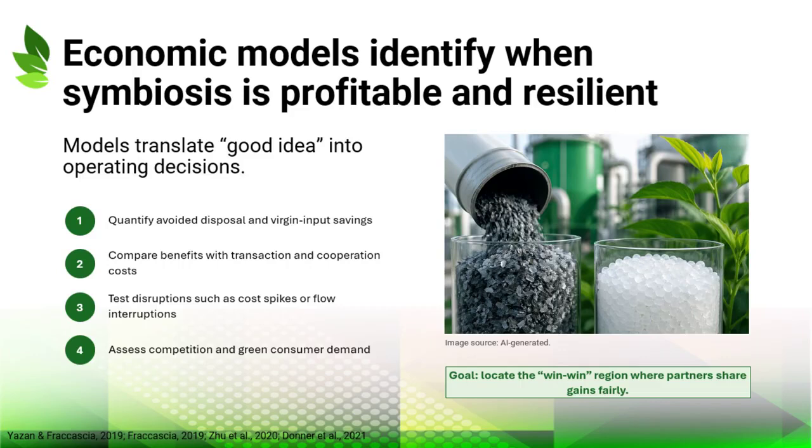Other models test disruptions, such as sudden cost increases or interruptions in material flows, so firms can design more resilient exchanges. Competition models add another layer by asking how market demand and green consumer segments affect profitability. The practical message is that symbiosis requires both physical exchange and careful economic decision support. This slide highlights why technical feasibility must be matched by a robust economic case.